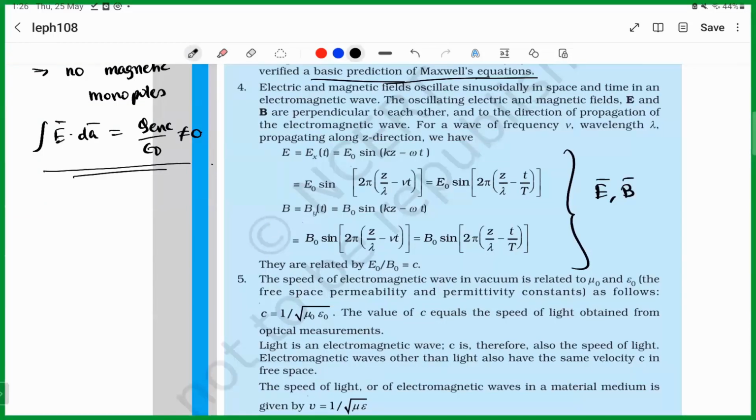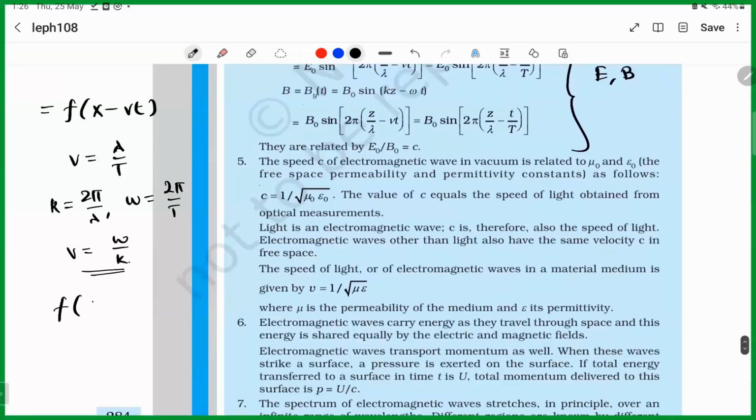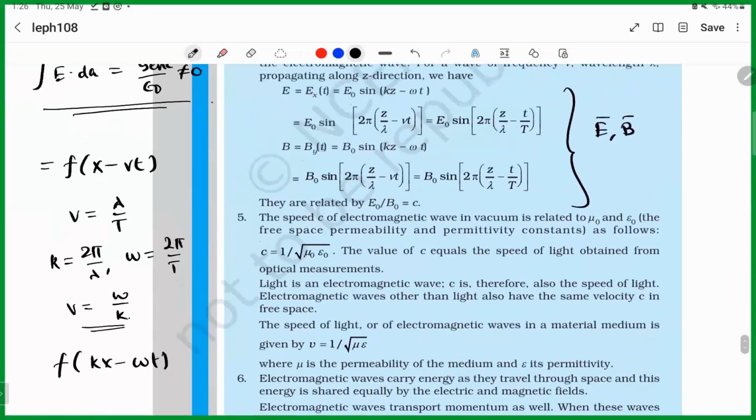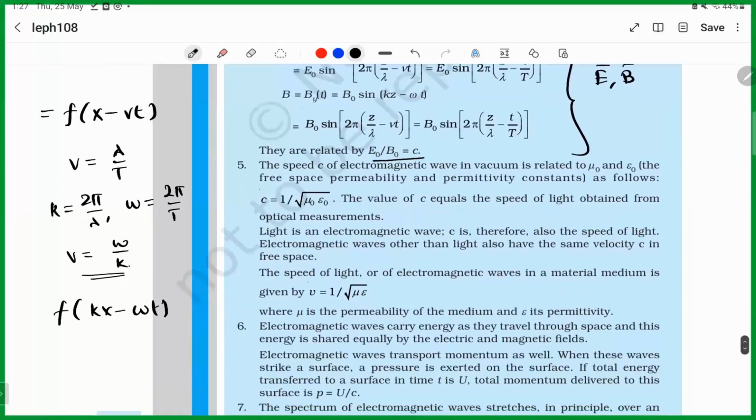So you know that the general form of a wave is some function of x minus vt. This is v, the general wave equation. Like here, v is equal to lambda by T, right? It's wavelength over time period. So what you do is, you define k as 2 pi by lambda, and you define omega equals 2 pi by T, and you say that the speed of the wave is therefore omega by k, right? And with that, you can reconstruct this equation into f of kx minus omega t, and that's exactly what they have done here. Okay, and then this is another important formula which we went through.